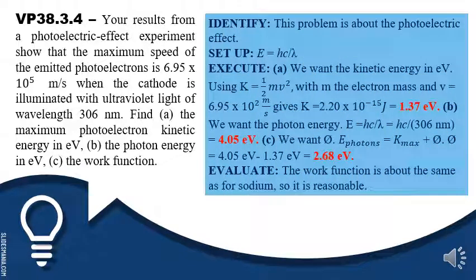In the IC method, this problem is about the photoelectric effect. In the setup part, we will use this formula. Execute. Letter A, we want the kinetic energy in eV. So we arrive at the answer of 1.37 eV. And in letter B, we want the photon energy. So we arrive at the answer of 4.05 eV. In letter C, we want the work function. So we arrive at the answer of 2.68 eV.